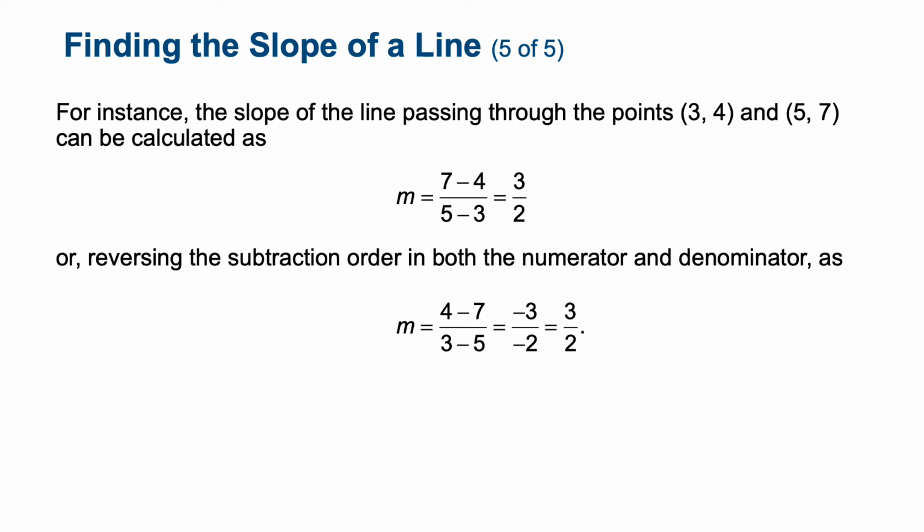Let's say, for instance, you have points 3, 4, and 5, 7. In this case, the change of the y's is 7 minus 4 on top. The change of the x's is 5 minus 3, which is 2. So we have 3 over 2. That's our slope. Now, if we change the order, if we let this one be the first one, the change of y's would now be 4 minus 7 up here, and the change in x's would be 3 minus 5 down here. So you would get negative 3 over negative 2, which is equal to 3 halves. So you see, you get the same thing.